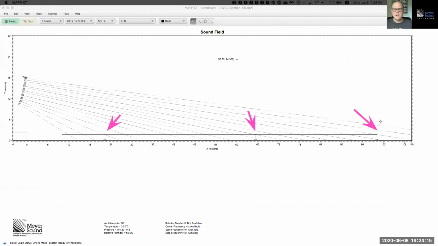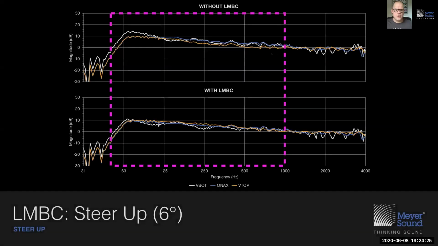Same labeling as we saw before. And then we can look at our transfer functions with and without the LMBC steer up. So in the top, we see the result before the steer up, and there's several things that I would like to point out. Notice that in the start of the audience, we have considerably more 63 hertz.